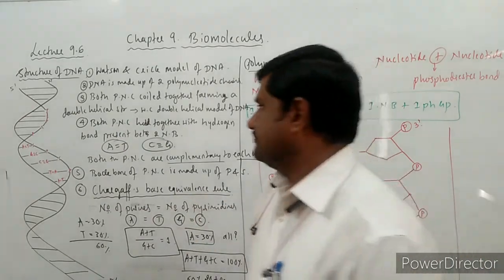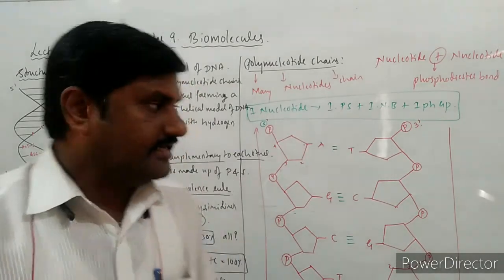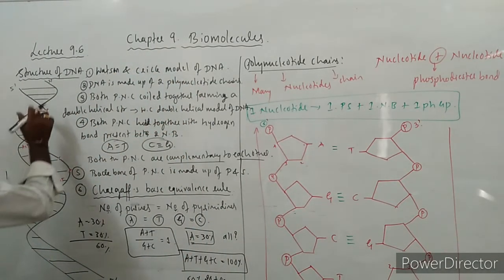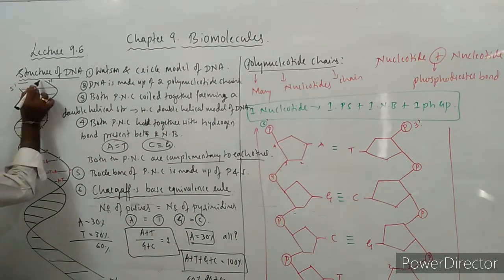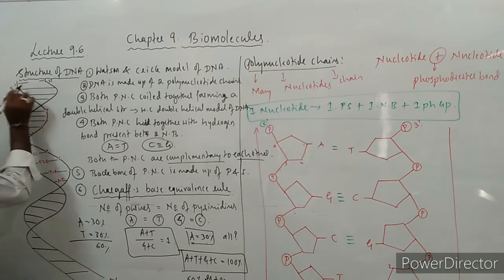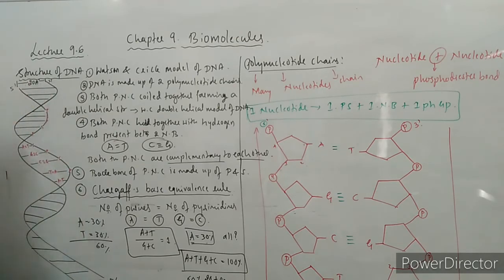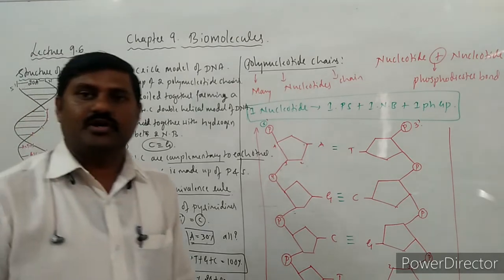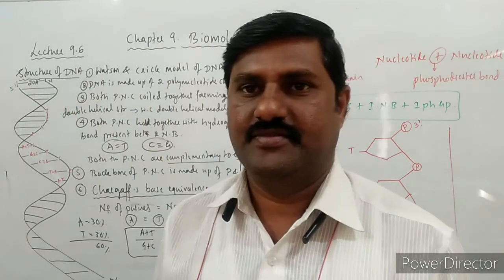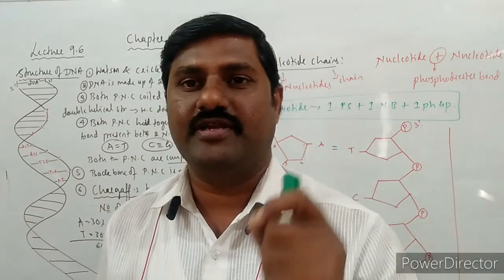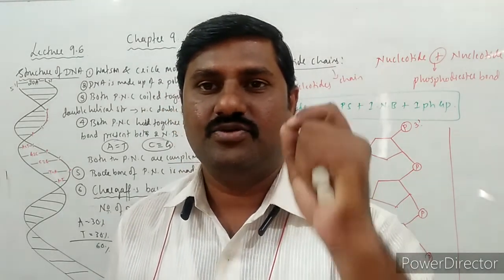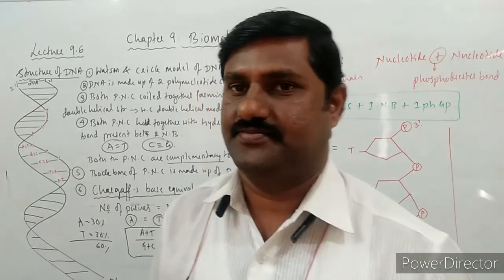This is the fact. And one more thing: the distance between two polynucleotide chains. See here, this is the distance between two polynucleotide chains. It is about 20 angstrom units. So the distance between two polynucleotide chains is 20 angstrom units.